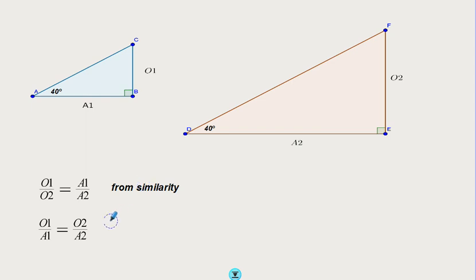With a little rearrangement, you will get O1 divided by A1 equals O2 divided by A2. And this is a very significant result because it shows you that for any right angle triangle with an angle of 40 degrees, the ratio of the opposite to the adjacent is constant, no matter what the triangle is, large or small, as long as this angle is 40 degrees.